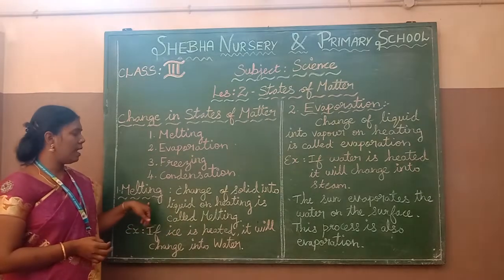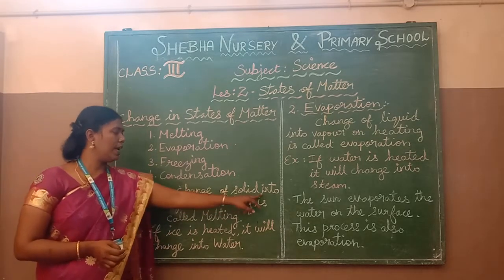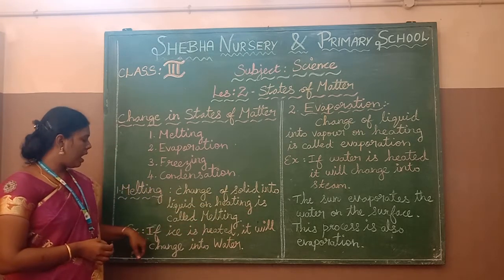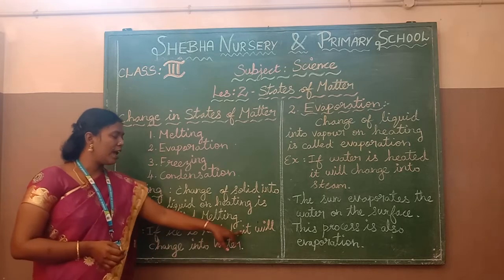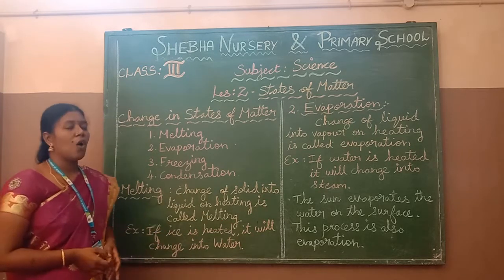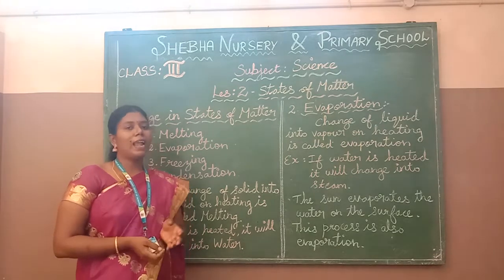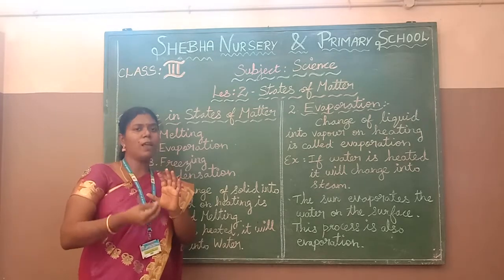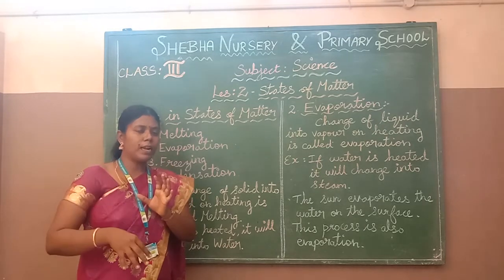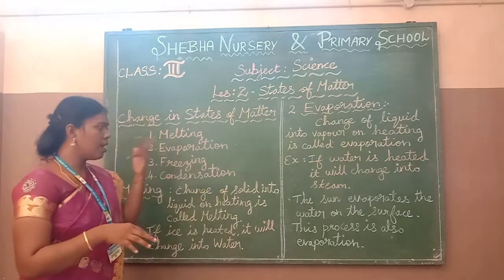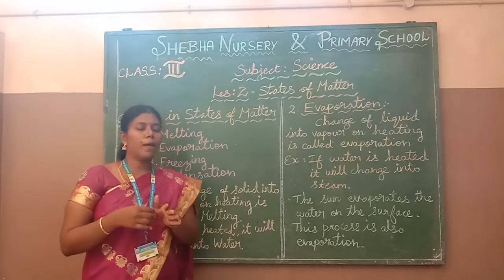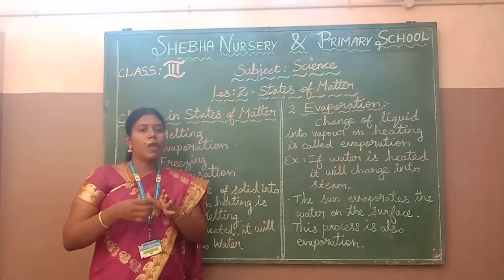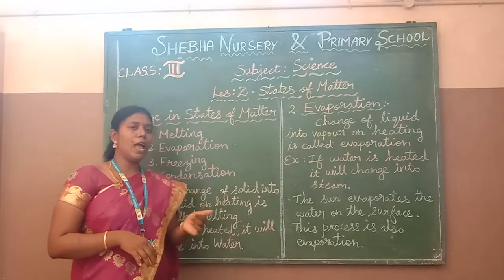Again, melting means change of solid into liquid on heating. For example, if ice is heated, it will change into water. Another example of melting is a candle. If you use a candle at home, when it is heated the candle will melt as it burns. Next another one is butter. If our mummy prepares something in the kitchen, she uses butter in the frying pan and it will also melt. It is a good example of melting too.